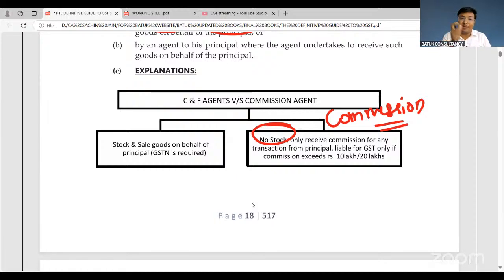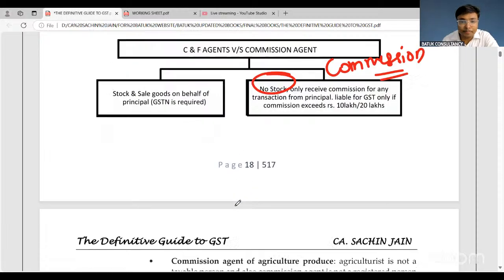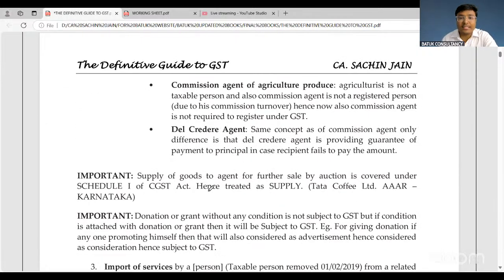Sir, is the difference between the C&F agent and commission agent okay for you? Because this is also a very important concept. Just confirm once.